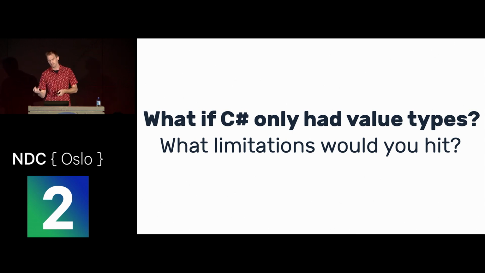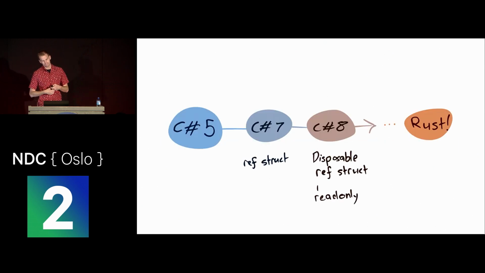If you try to build a system in this language, what kinds of limitations would you expect to hit? If you've tried to build code based on structs, you can probably think of a few already. The answer, though, is fewer limitations in C# today than in the C# of yesterday, say between C# 5 and C# 8, with the introduction of ref structs, disposable ref structs, ref read-only fields, ref locals, ref returns. All of these things make value types more capable and make working with them more ergonomic.